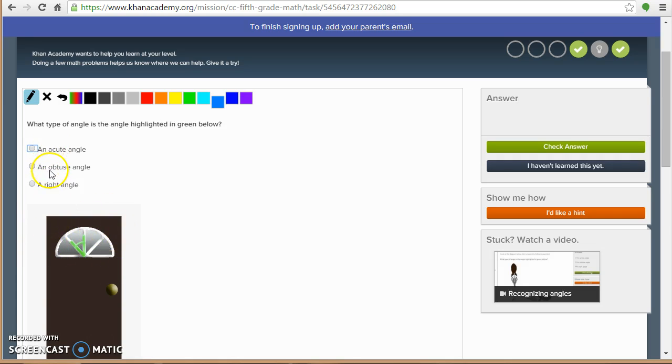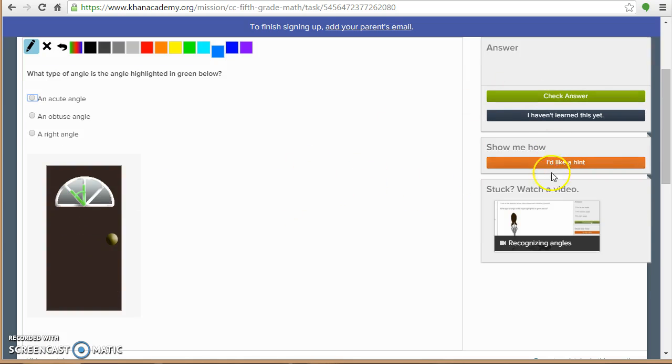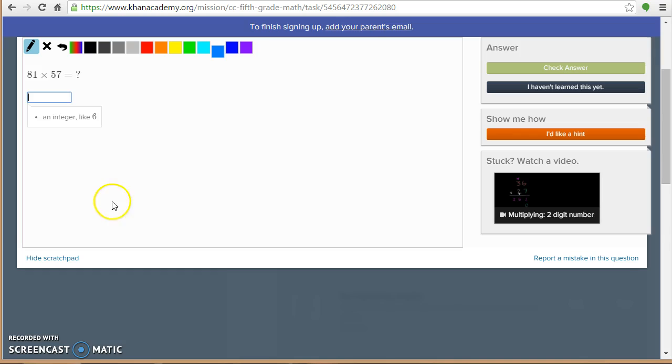All right, the next one's asking you, if you were to look at this diagram on this door, would it be an acute angle, obtuse angle, right angle? Again, if you don't remember your angles, you could look for hints, you could watch a video, but just to scooch this along, we're going to kind of answer a couple. And I might, let's make this one wrong, just so that you can see, hey, you know what? Sometimes we make mistakes, and that is okay too.